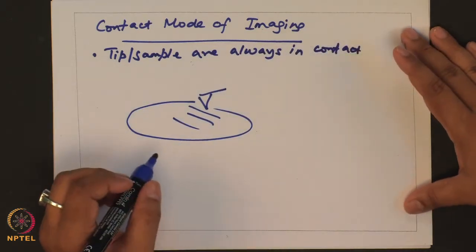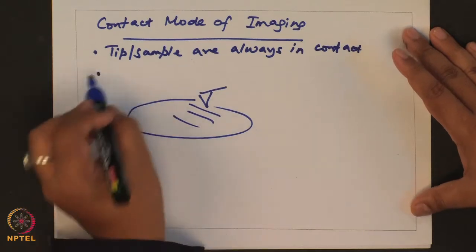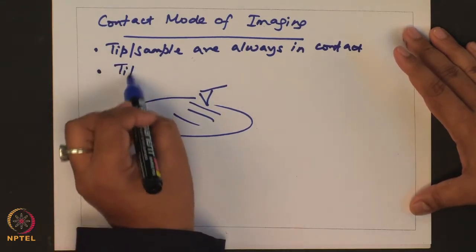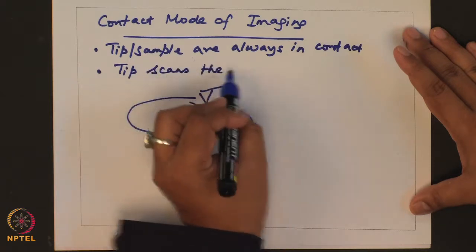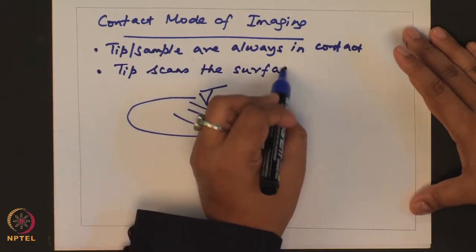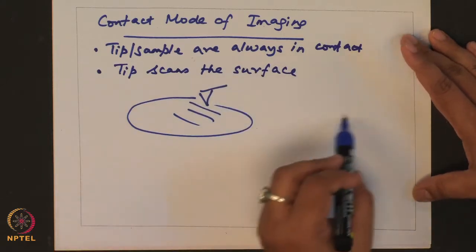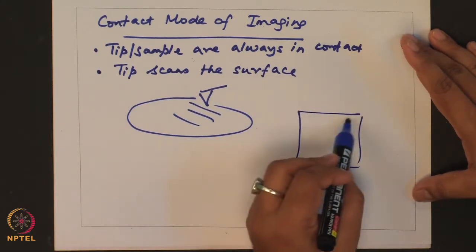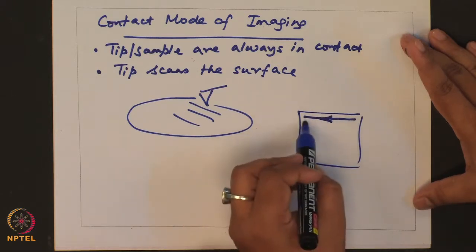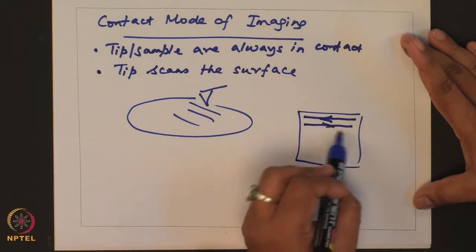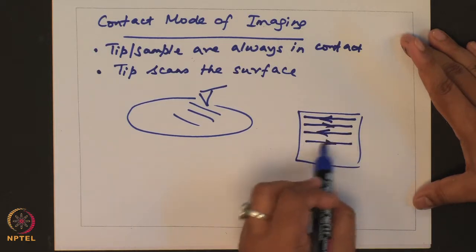Okay. And what you do is, in contact mode, the tip scans the surface. So, if this is your sample, what the tip will do is go along a line from one direction to the other, go to the next line and scan back, and it will keep doing this repeatedly.